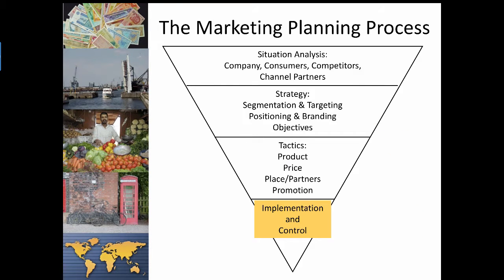Finally, we have implementation and control. Implementation and control is really about how will we put this plan in place. So altogether, you see this is the marketing planning process.